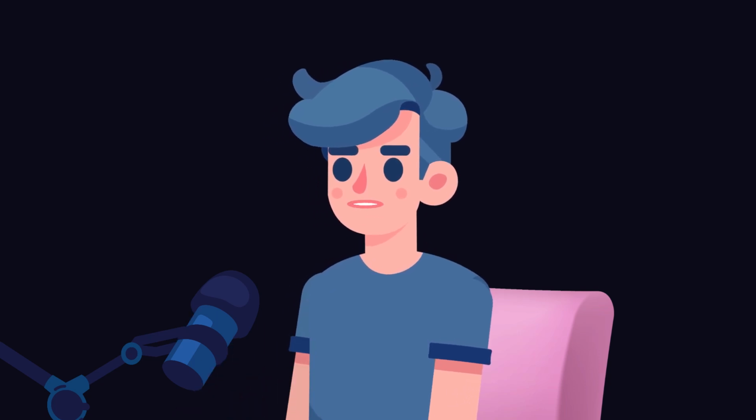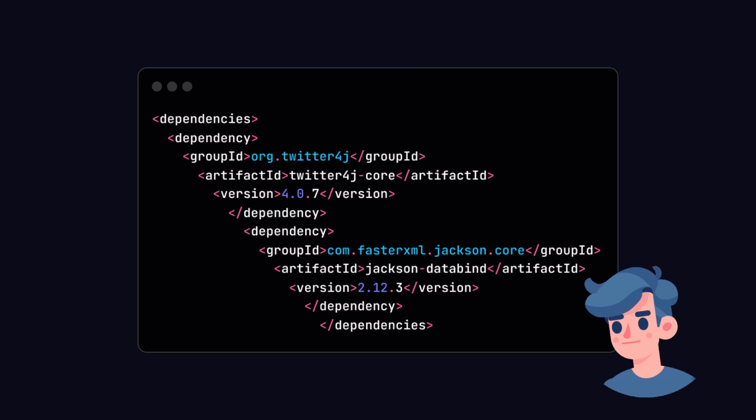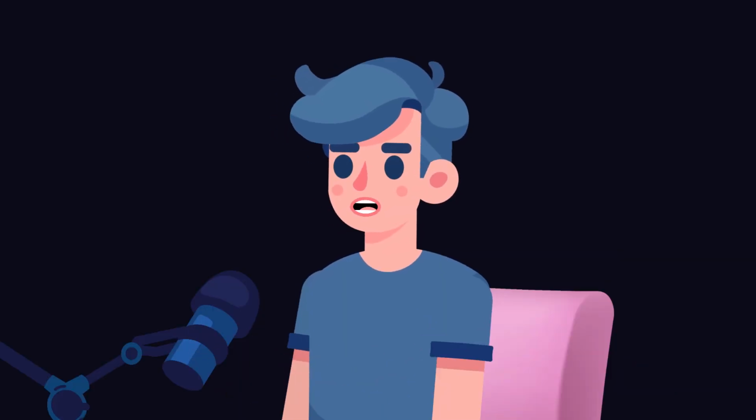Next, we need to set up a Maven project. In your IDE, create a new Maven project and name it Social Media Analyzer. In the pom.xml file, we will add dependencies for the Twitter API and JSON processing. Here are the dependencies we will need. Once you've added those dependencies, refresh your project to download them.